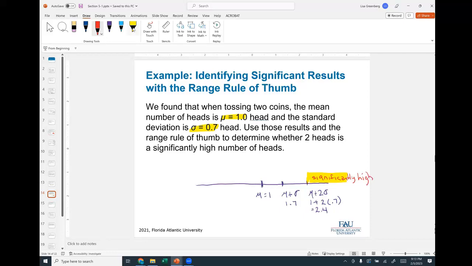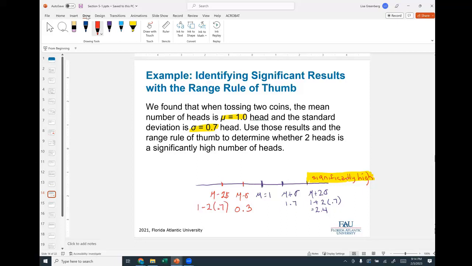Okay, I mean, if you flip 2 coins and you get more than 2 heads, that would be pretty amazing. I would definitely say it was significantly high, right? And I'll do it in red. I can also go this way and I can say mu minus 1 standard deviation is 1 minus 0.7. So that's 0.3. And mu minus 2 standard deviations is equal to 1 minus 2 times 0.7.